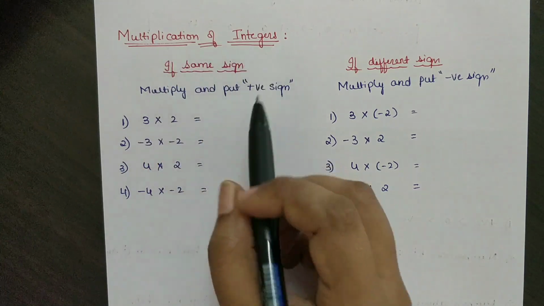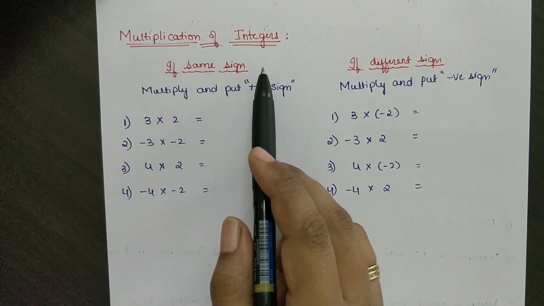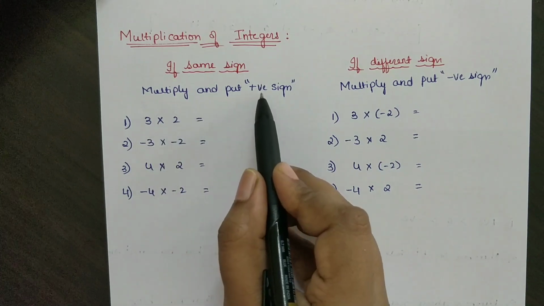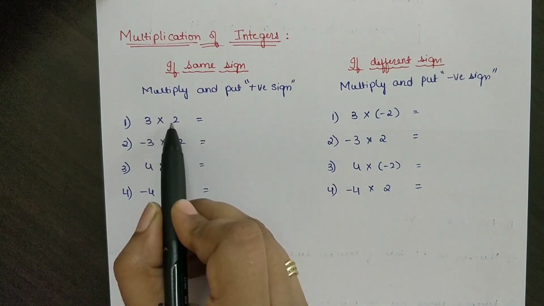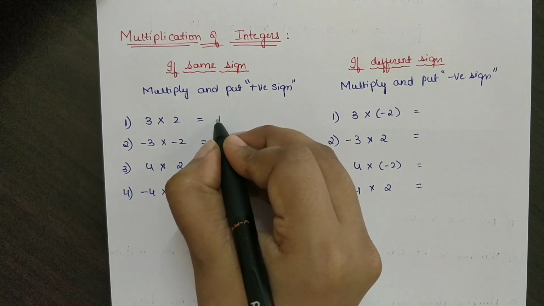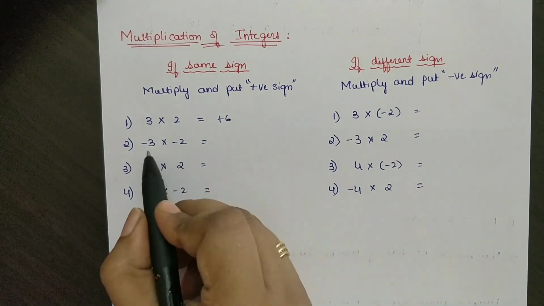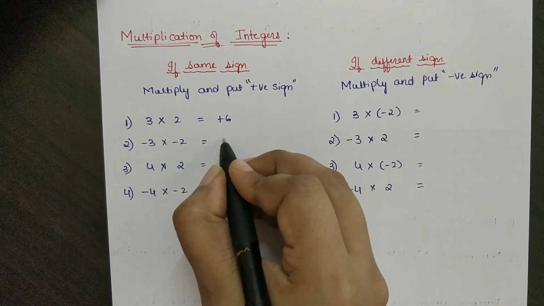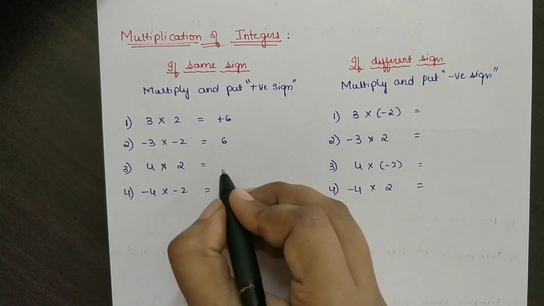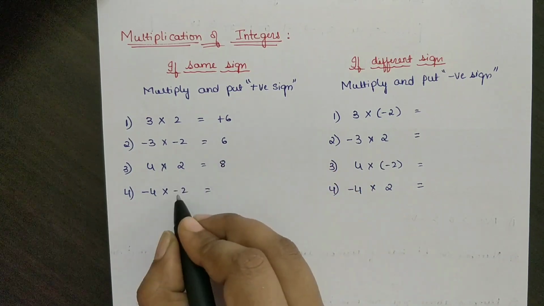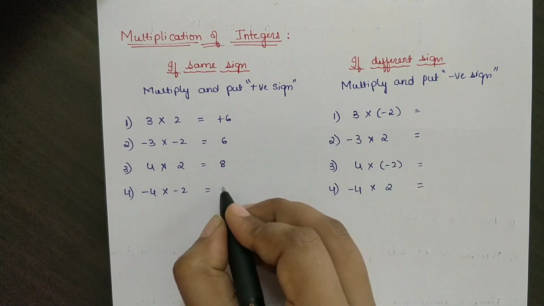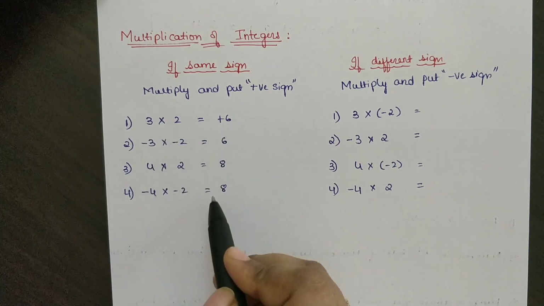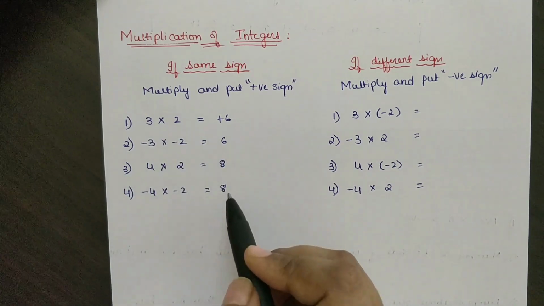Multiplication of integers. If same sign integers are multiplied, then multiply those numbers and put positive sign. +3 times +2 is +6, that is 6. -3 times -2. Minus into minus is plus. So +6. 4 2s are 8. Minus into minus is plus, +8. Same signs, then positive will be the sign.